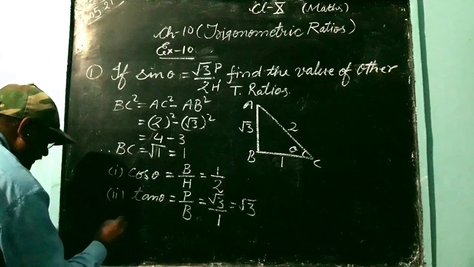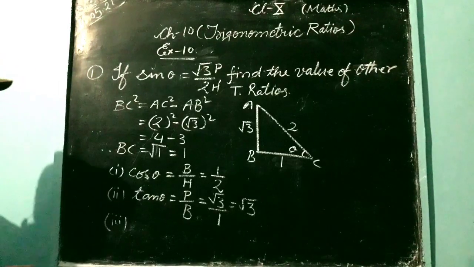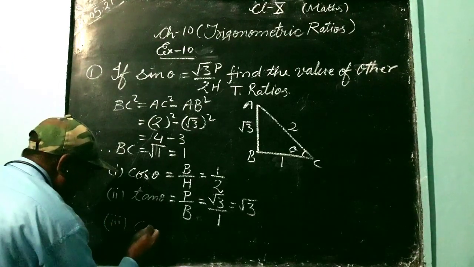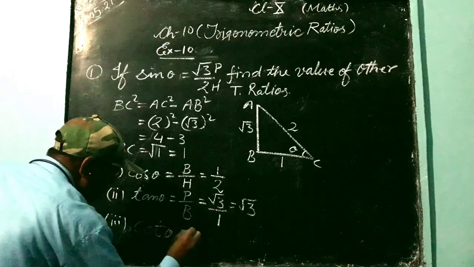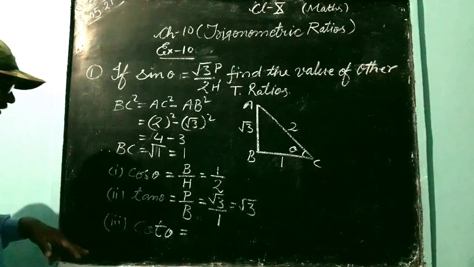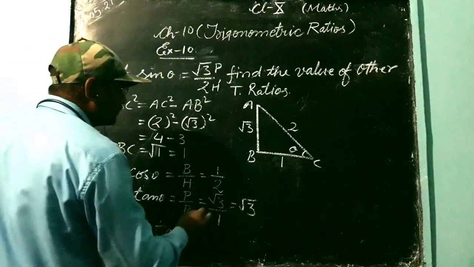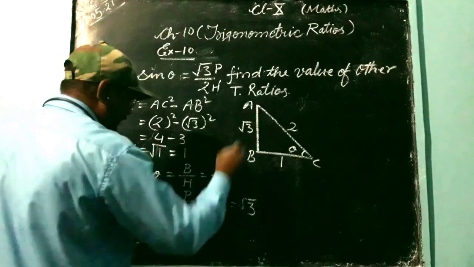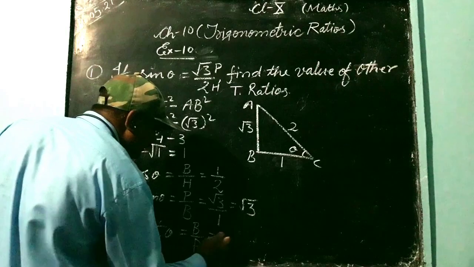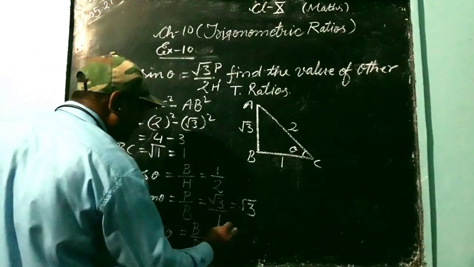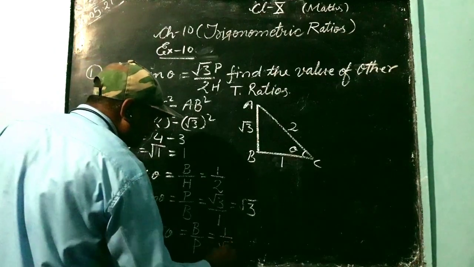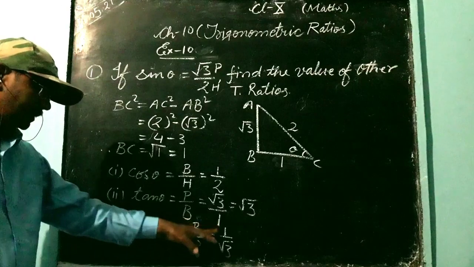Now the third part will be cot theta. Cot theta is just the reciprocal of tan theta, so cot theta is equal to B upon P, base upon perpendicular. The base comes 1 and the perpendicular comes under root 3, so its value will be 1 upon under root 3.